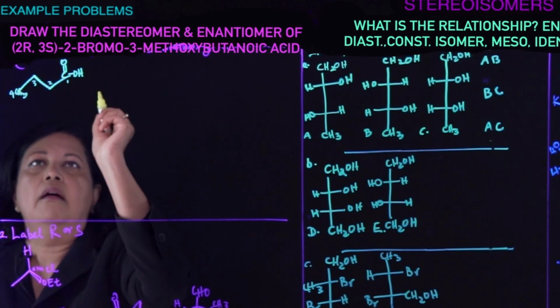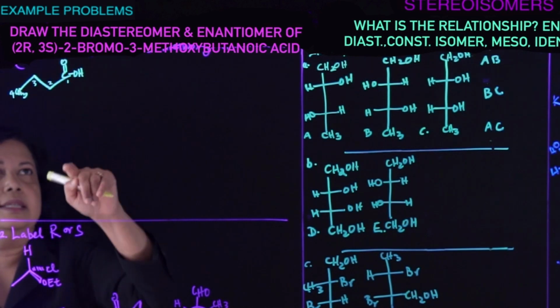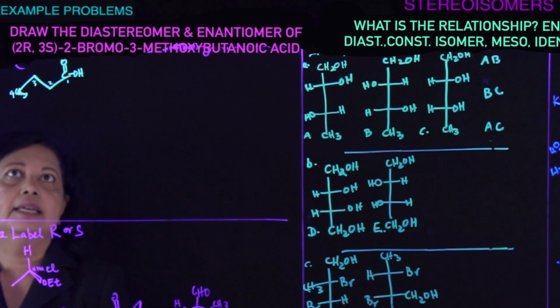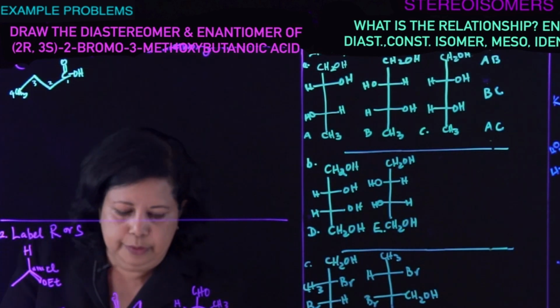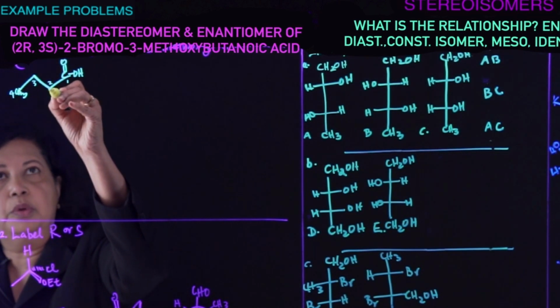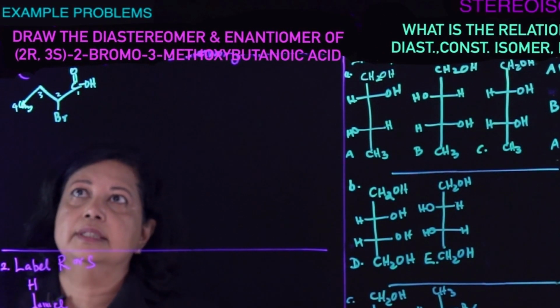So carbon 2 is an R. If it is an R, then it has to go clockwise. If it is an S, it has to go counterclockwise, when group number 4 is away from you. So over here there should be a bromo. I don't know whether it's on a wedge or a dash. My job is to find out.